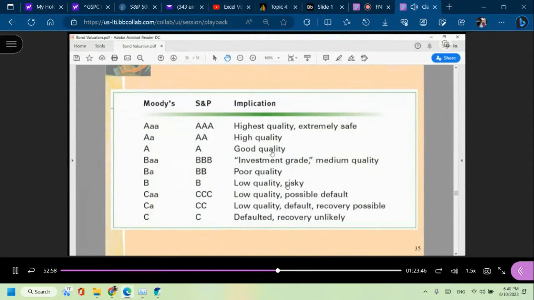Bonds in these lower ratings pay a high coupon, but they are very risky. Low single B is low quality, risky. Triple C is low quality, possible default. Double C is low quality, may default, but recovery is possible. Single C has already defaulted, and recovery is unlikely. They are generally called junk bonds. Those that were once investment grade are called fallen angels, but overall, below triple B is generally called junk bonds.